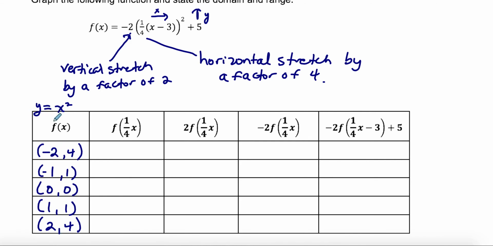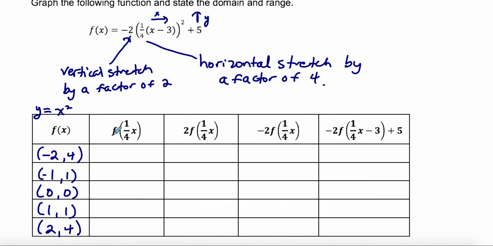This is our original parent function. What we're going to do first is, often we start with the brackets. We might start with our horizontal stretch or compression. Then we definitely still move to the multiplication, that is the vertical stretch. Then we'd move to addition or subtraction, which would be your horizontal and vertical translations.